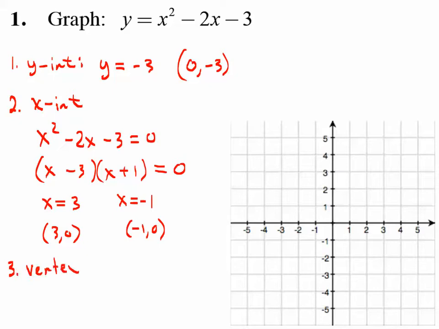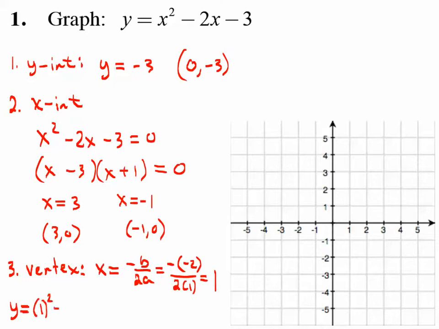Is the vertex. And the vertex has a special formula here. It's negative b over 2a. And so the b value is a negative 2. 2 times the 1 gets ourselves a 2 over 2, which is a 1. And again, this is the only time you do have to plug that number back in to get the y coordinate, because you only realize the x coordinate. And how about a negative 4? And so the vertex is at 1, negative 4.